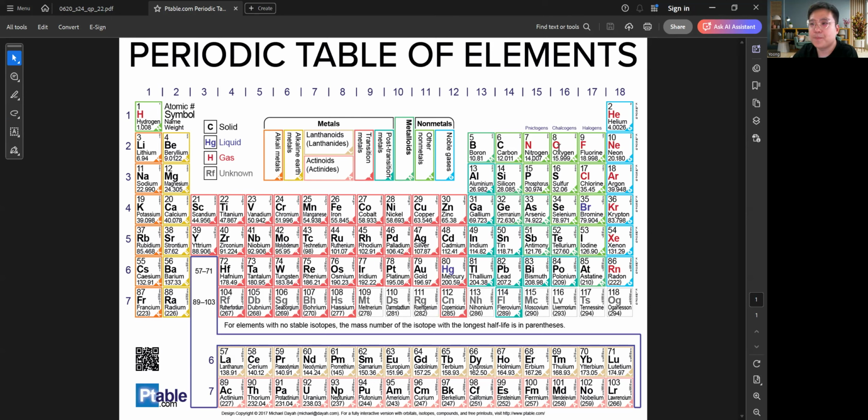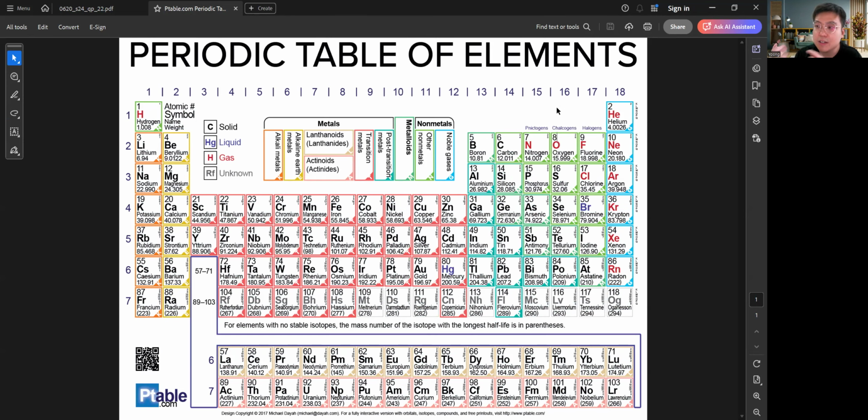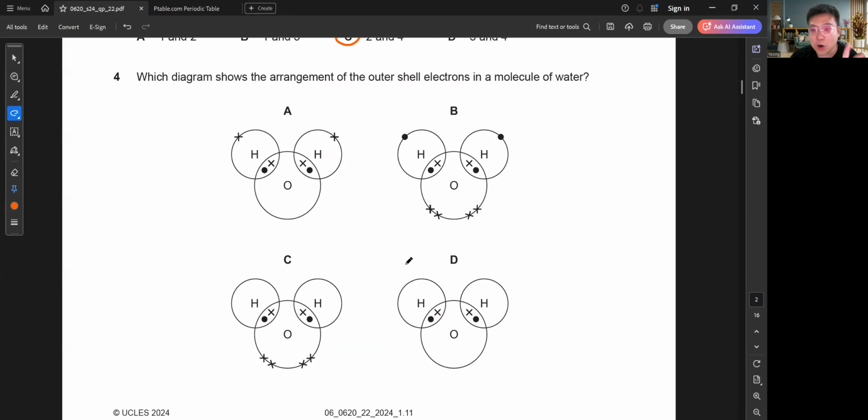Hold on. Oxygen has 8 protons, which means it has 8 electrons. Then the first layer we can put 2. Second layer we can put 2, and then we have 6 left. So it needs 2 more electrons.